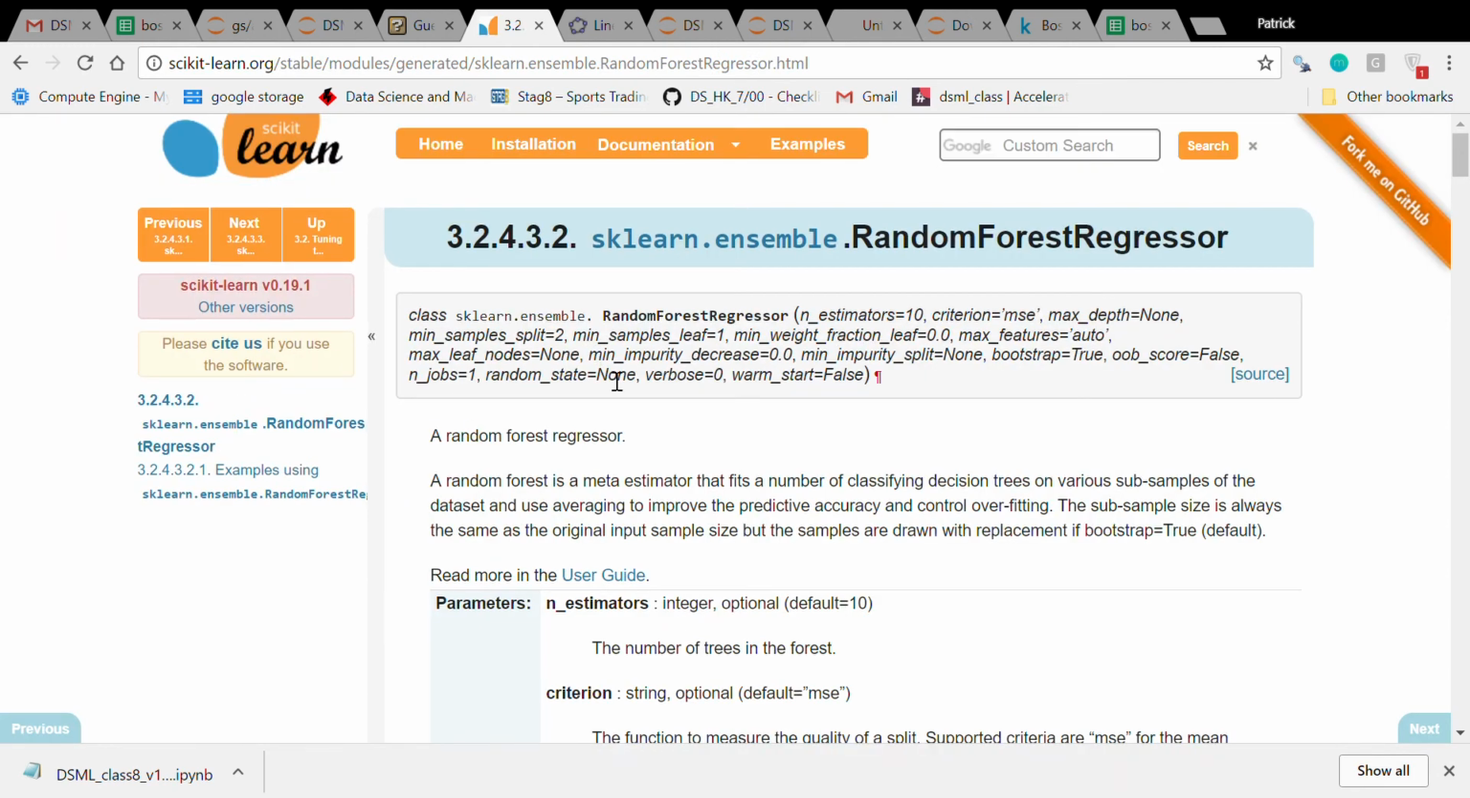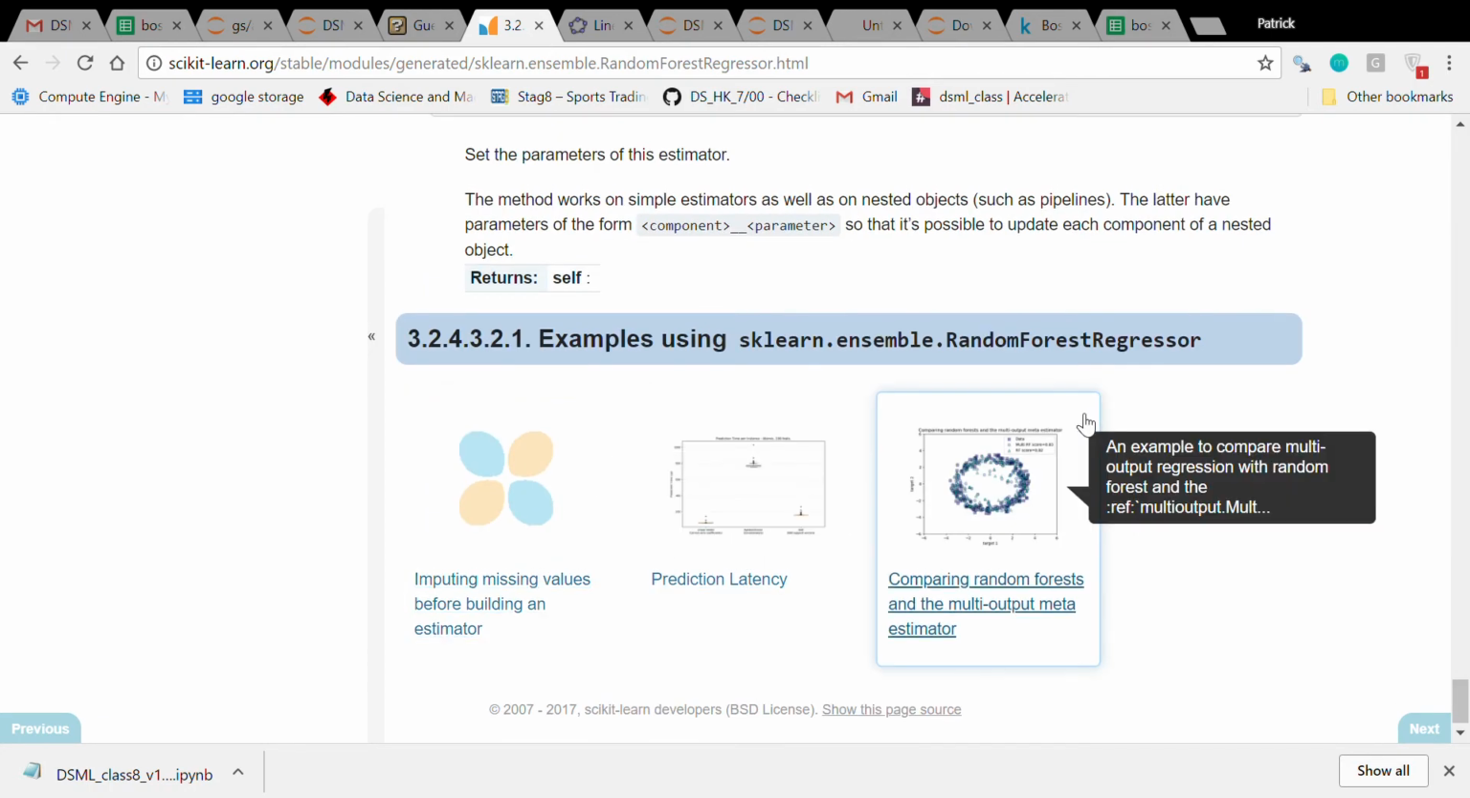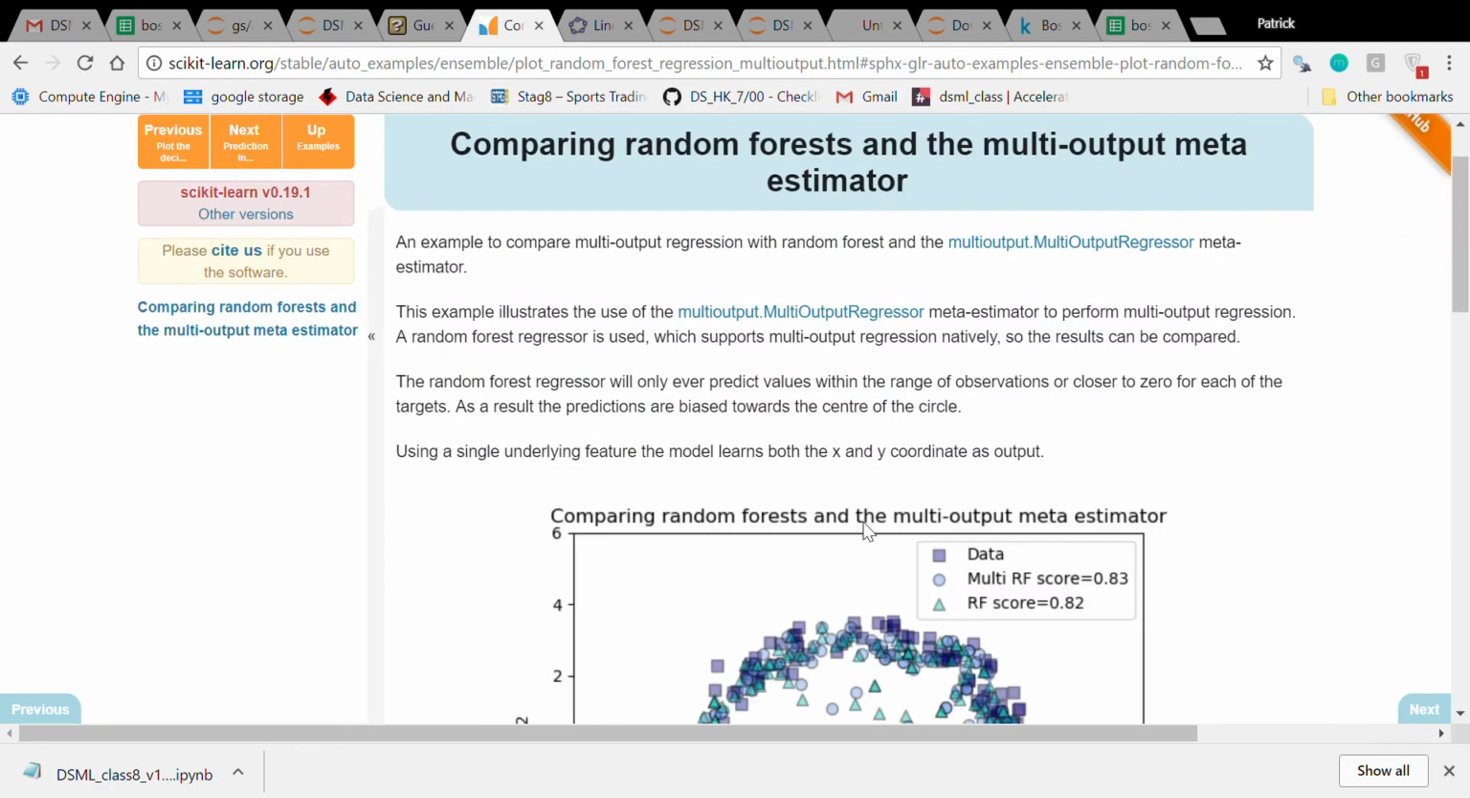Okay, I forgot to talk about this sklearn website. This is the most popular machine learning library on Python. Every single model that I mentioned can be found on sklearn. There are a lot of examples on sklearn.